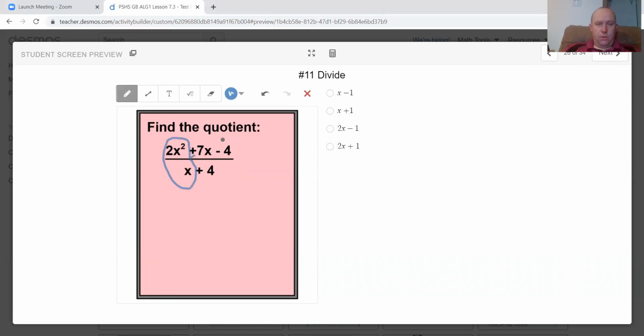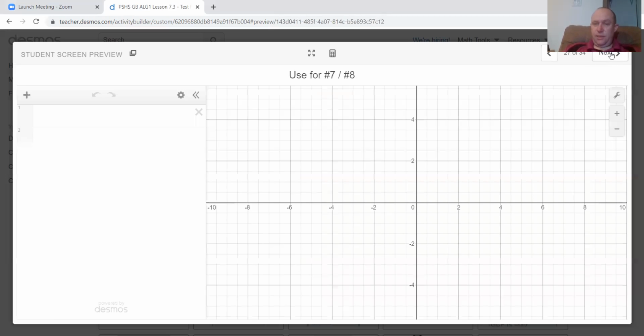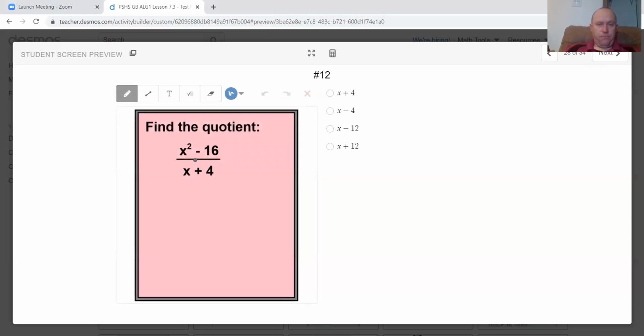Same again. Quotient means divide. You can see that from the fraction anyway. 2x squared divided by x, numbers first, 2. And then x squared divided by x again is x. Negative 4 divided by 4 is negative 1. And we've got that answer. So these questions actually are kind of quick once we know what we're looking for.